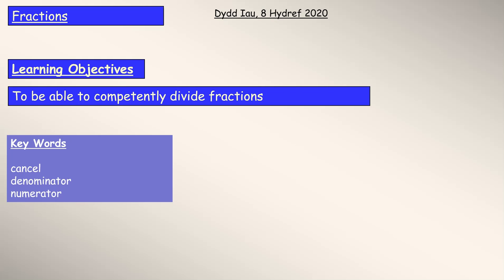Right, fractions. To be able to divide fractions, get your heading, lesson objective, and date down in Welsh, and underline with a ruler please, usual suspects. Off you go, hit pause, and when you're ready to move on, hit play again.